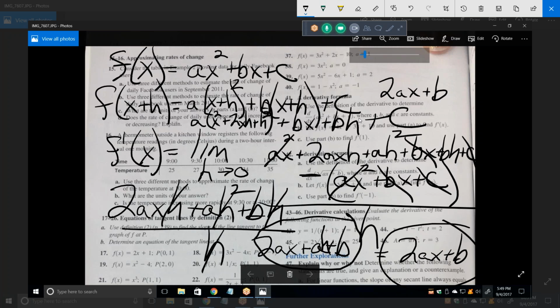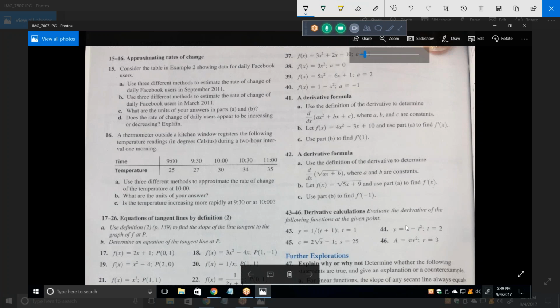And let's see if there's anything else there we missed on that problem. Where a, b, and c are constants, we use the definition to determine what the derivative was. This notation that you see here, that's the same as f prime of x. It's just a little more descriptive. It tells you that we're taking the derivative of the function with respect to x. Okay, b is pretty easy.